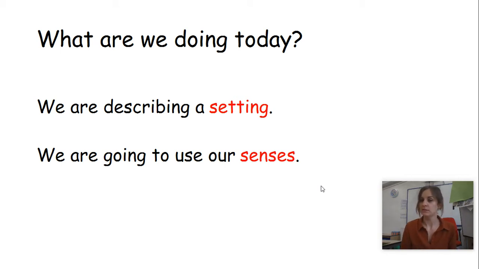Now, there are 2 words we need to look at before we get started to make sure we understand exactly what we're doing. So the first word is setting. Now, a setting is the place where something happens. So in a story, it's where the story takes place. Where does it happen? Now, where does the story take place in Little Red Hen? That's right, on a farm. So in that story, the setting is a farm.